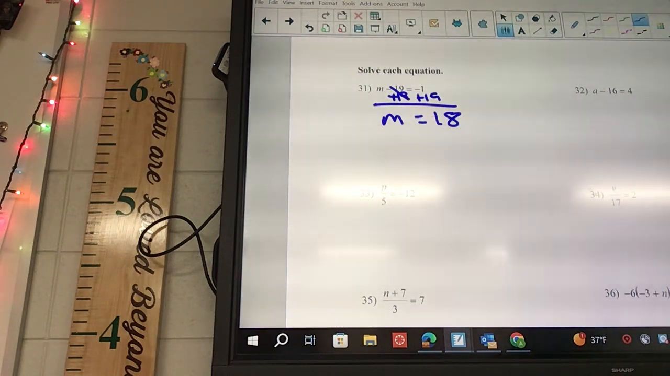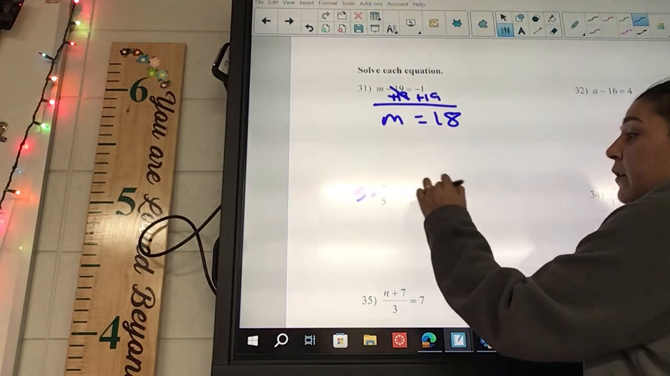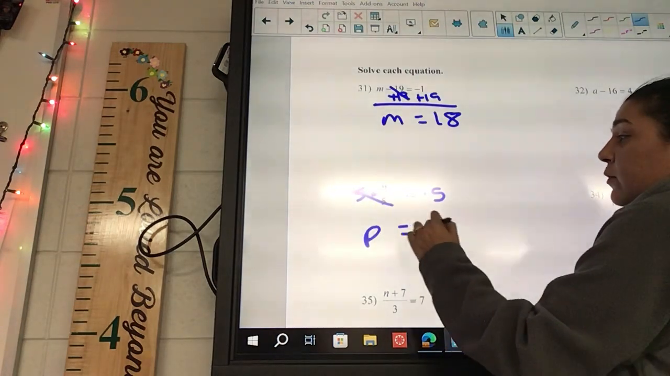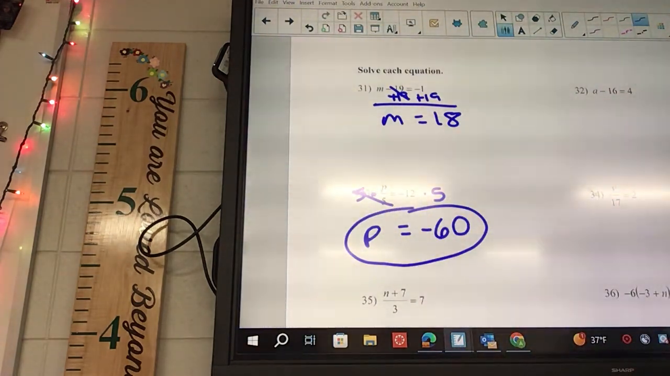33, what needs done? Times 5. Times 5 on both sides. Okay, and so I got p equals negative 60. Negative 12 times 5 is going to be negative 60.